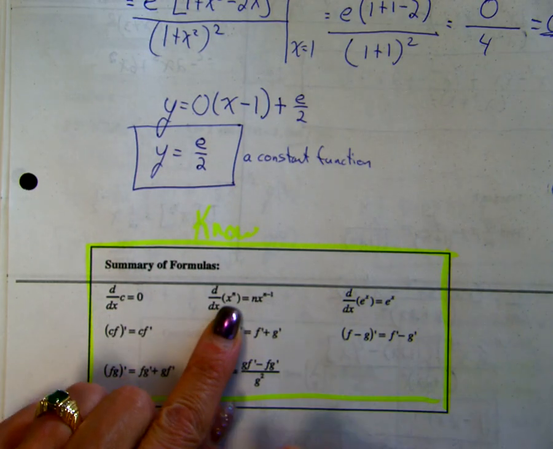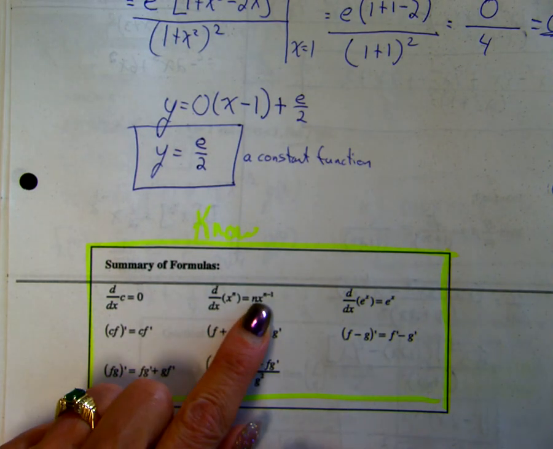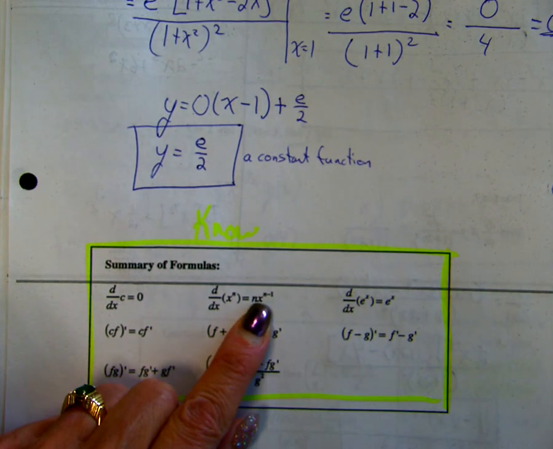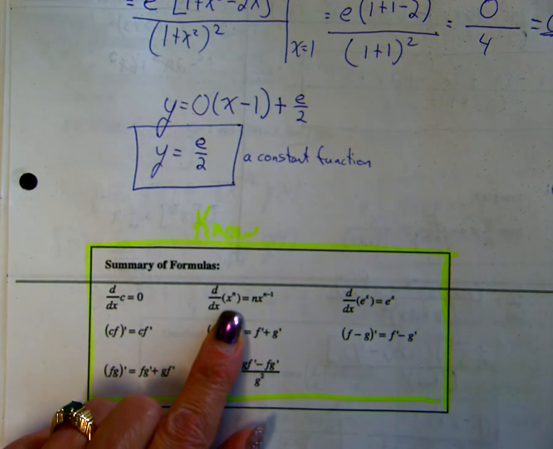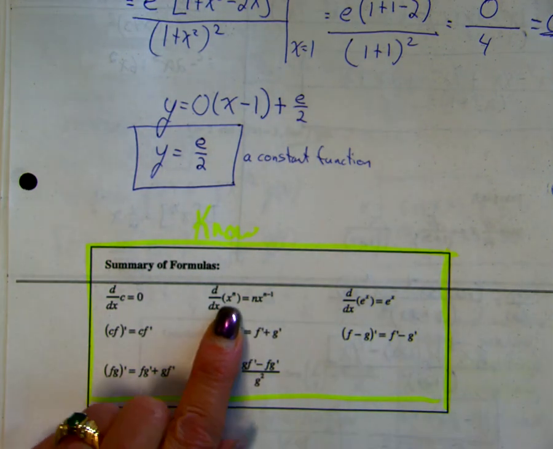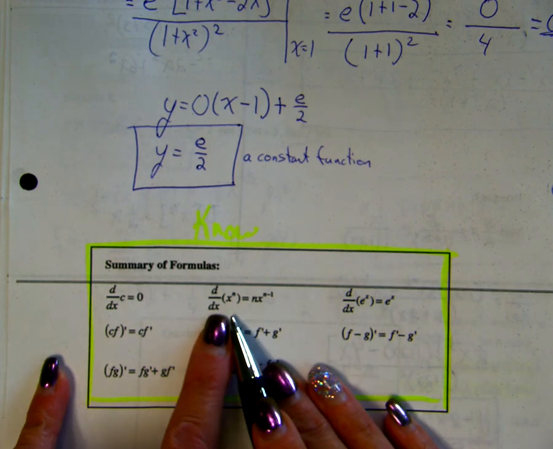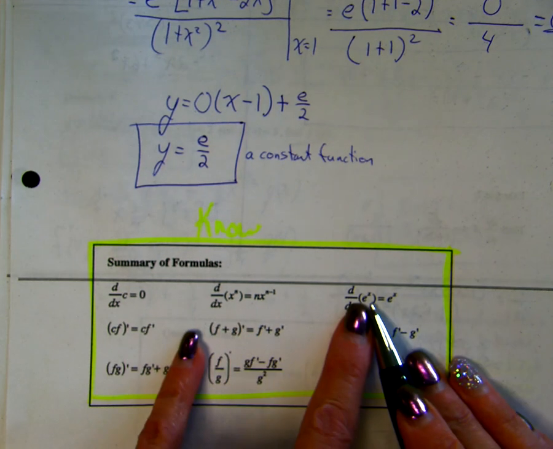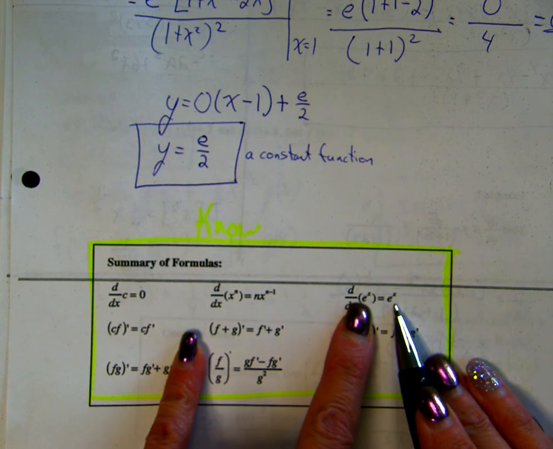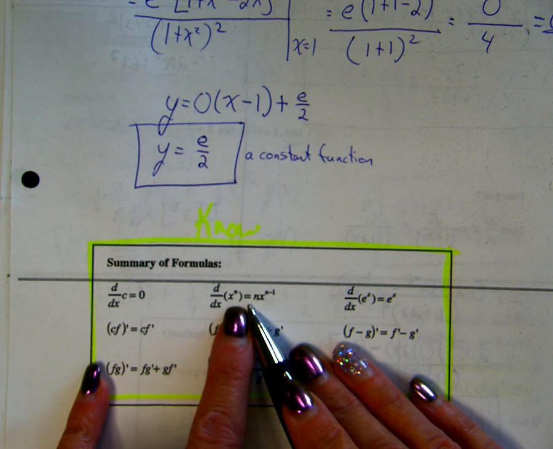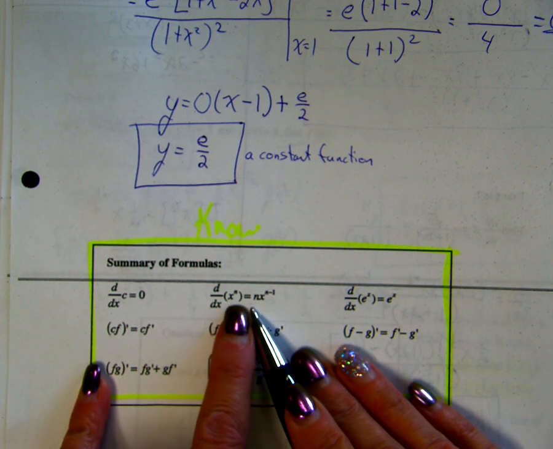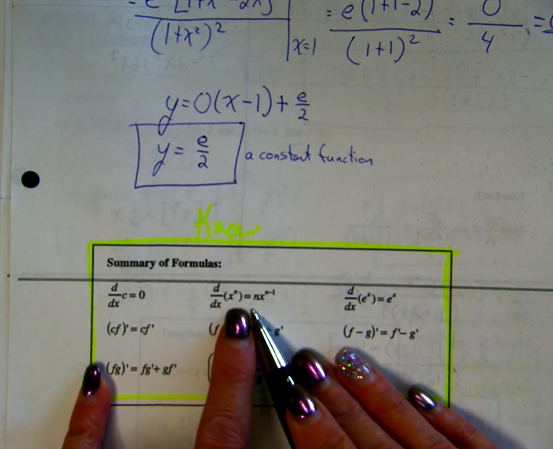Here's your power rule. The derivative of x to the n is nx to the n minus 1. Have a close look at this. It only applies to power functions. It's the first one you learned, and I find people tend to overuse it. The derivative of e to the x is e to the x. It's not x e to the x minus 1. So don't try to force everything into this form.